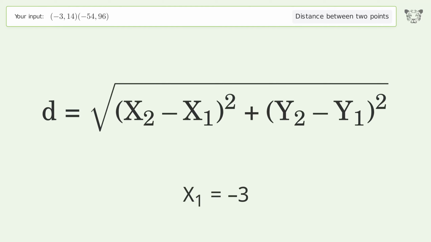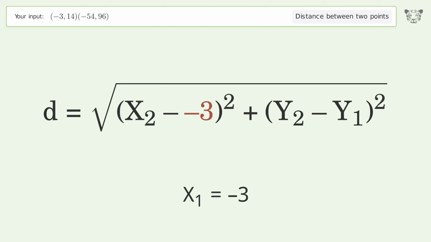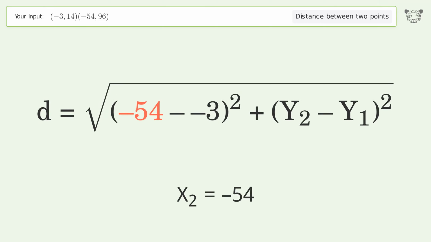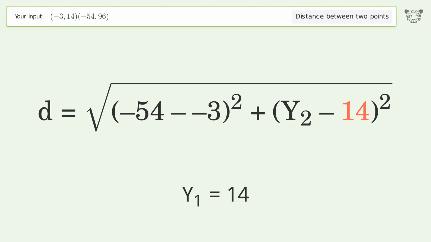x1 equals -3. x2 equals -54. y1 equals 14. y2 equals 96.